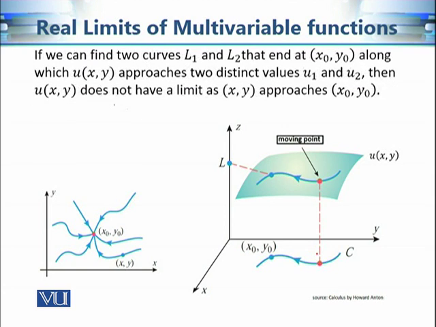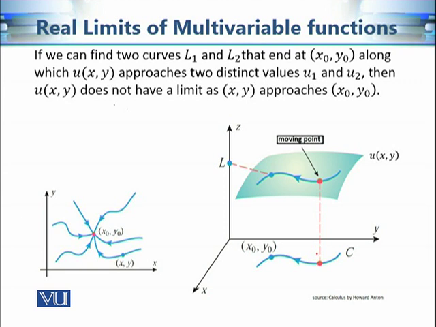So in other words, this gives us another way to prove that the limit does not exist. There are infinitely many paths, so it is impossible to implement this criterion to check whether the limit exists.